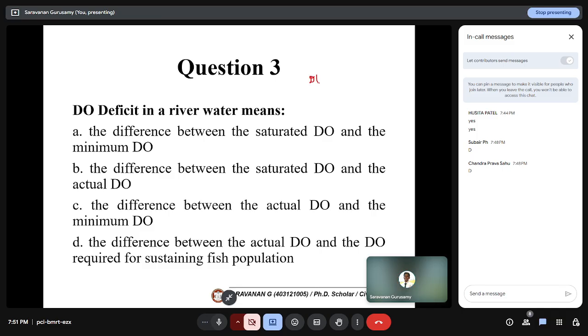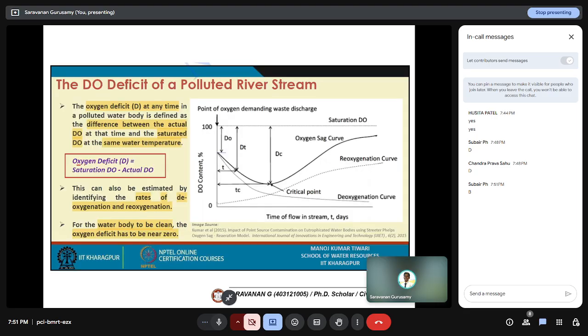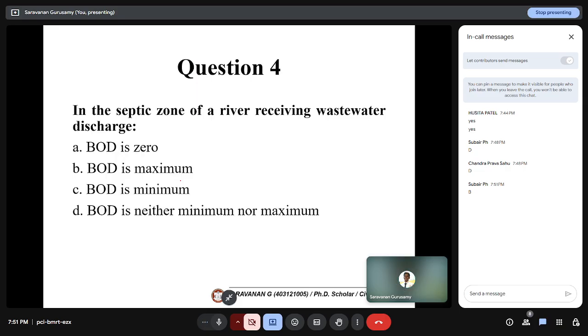DO deficit in a river water means, what is the deficit formula? DO sat minus DO at any time, or actual DO. So it is the difference between the saturated DO and the actual DO. If it is a minimum DO, then it is a critical DO. So this is wrong. B is correct. Oxygen deficit is saturation DO minus actual DO, or DO at that time.